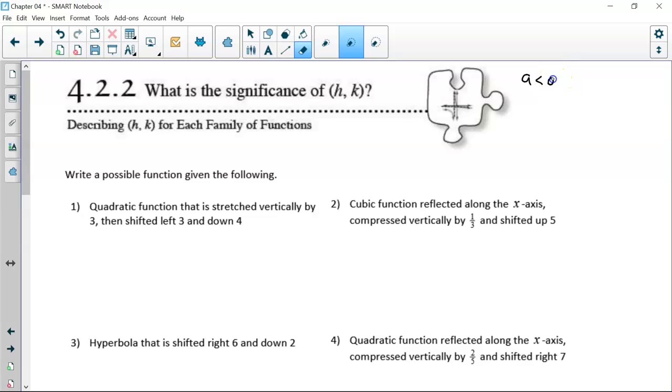a is less than 0, there's an x-axis reflection. When the absolute value of a is greater than 1, that's our vertical stretch. When the absolute value of a is between 0 and 1, that's our vertical compression.